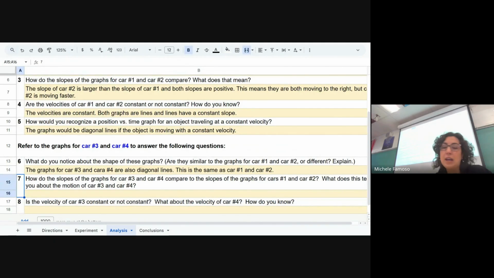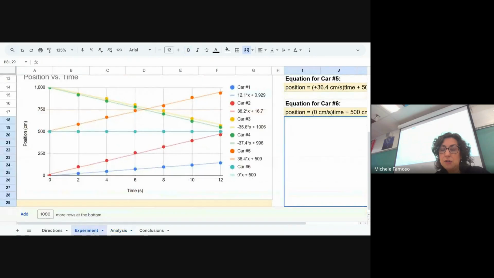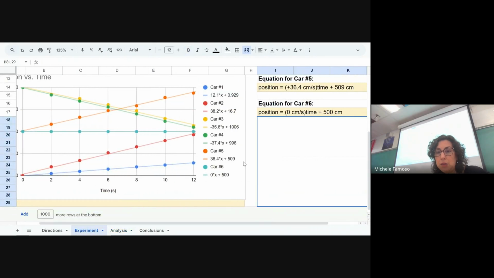All right, number 7, how do the slopes of the graphs for 3 and 4 compare to the slopes for car 1 and car 2? So let's look at their slopes. The slope of car 3 is right here. There's the slope of car 4. How does that compare to car 1 and car 2? There's a big difference between them, right? What is the big difference? They're negative. What does that mean? Which way? To the left. We said 1 and 2 were going right. So 3 and 4, negative is left.